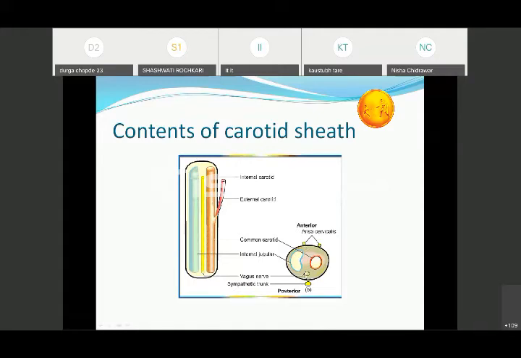This is the carotid sheath, this is a transverse section. Here you can appreciate the artery with the internal jugular vein and vagus nerve. Posteriorly, you will see the sympathetic chain. Anteriorly, you see the relation of the ansa cervicalis. What is this ansa cervicalis?